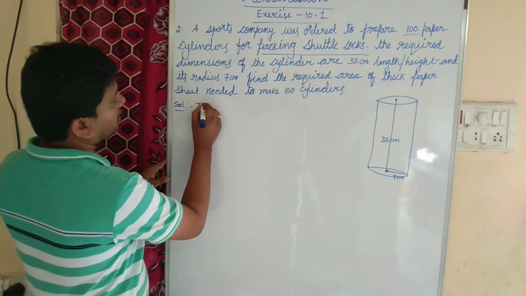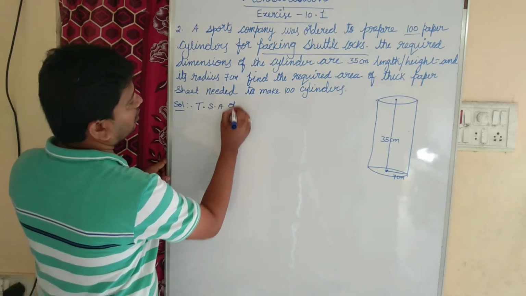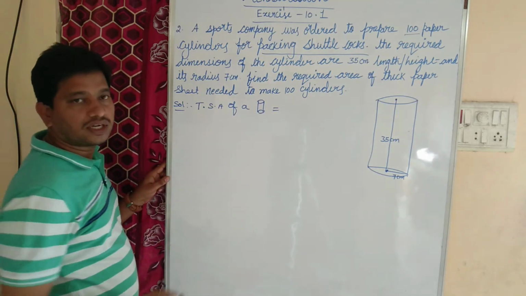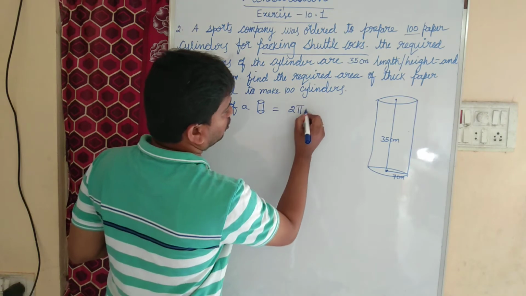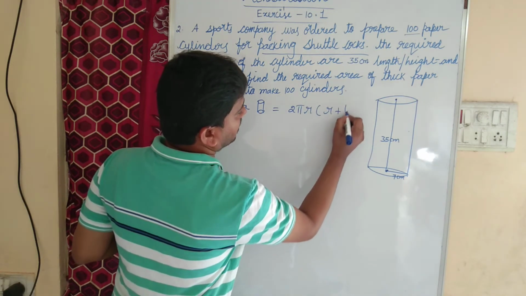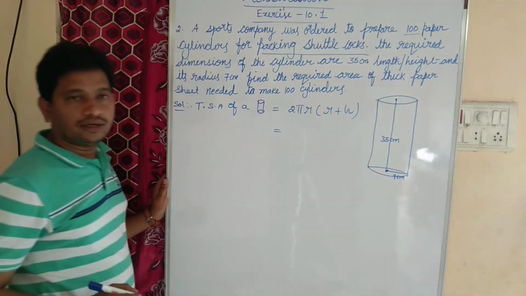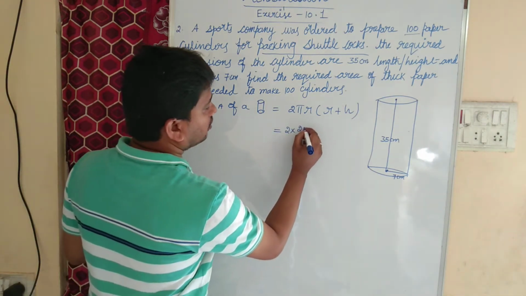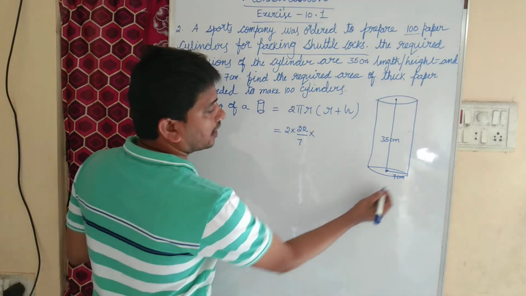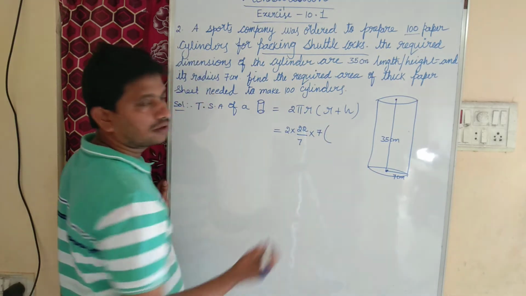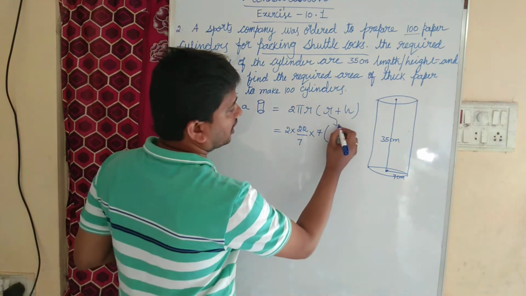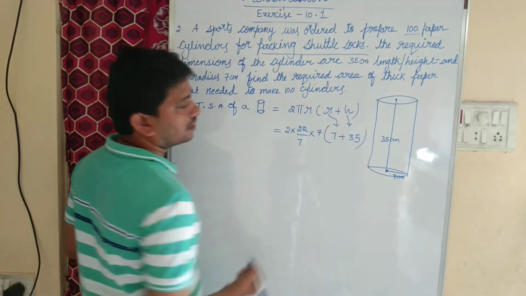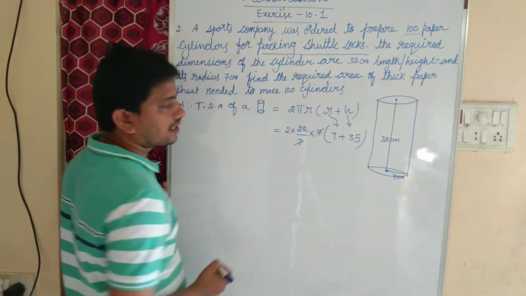What we have to find? TSA of a cylinder. So what is the TSA of a cylinder? We have the formula 2 pi r into (r plus h), right? So let us substitute the values now. 2 into pi value 22 by 7, and the radius is given 7 centimeter, bracket open, radius is 7 and height is 35, right? So 7 gets cancelled.